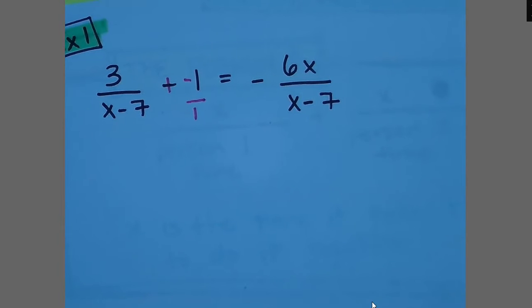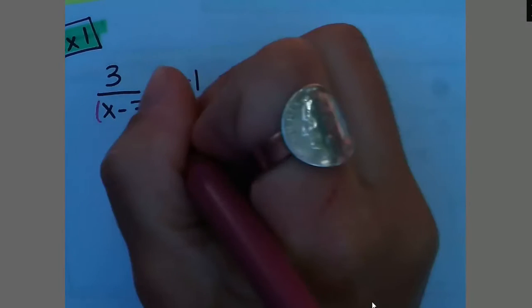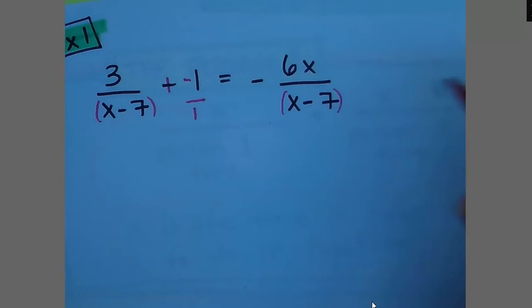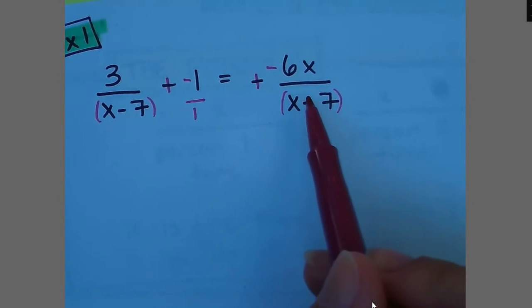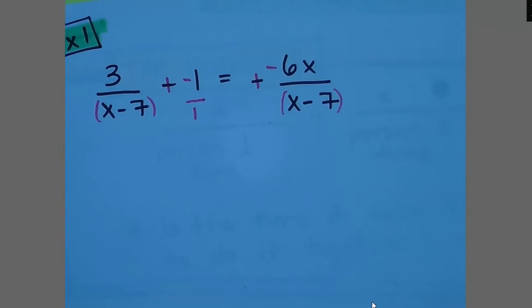All right, the next step here is to figure out the common denominator. Okay, so only looking at the denominators, make sure you know that these are factors. Okay, well, let's make this plus negative 6x as well. Knowing that these are factors, our common denominator is going to be x minus 7, right?